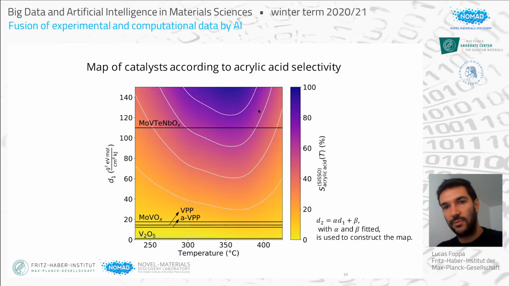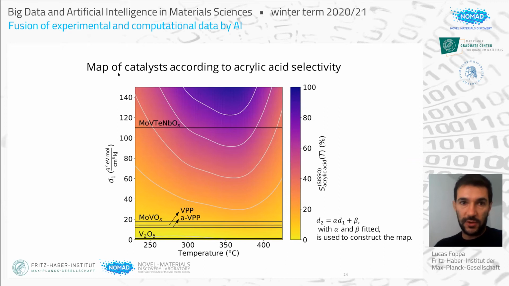And we see here the interesting regions where we would like to go to find new materials. So we basically have to increase the value of this D1 so that we reach these areas, which are the most interesting. So this map is telling what are the interesting areas of the material space where we need to go.